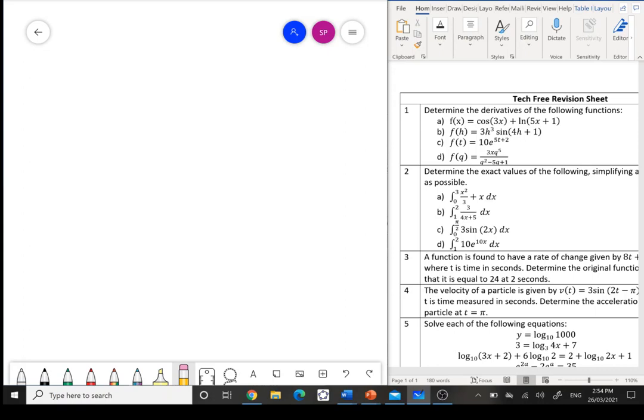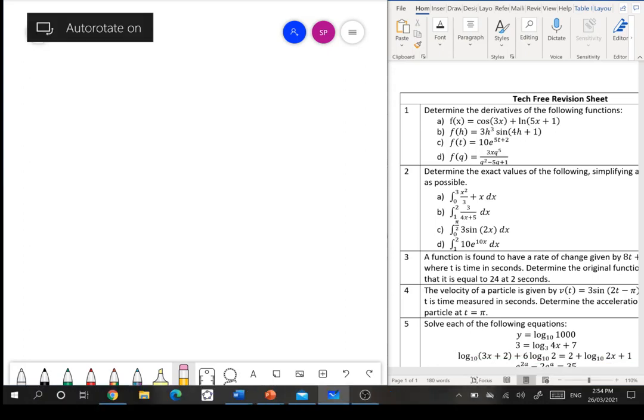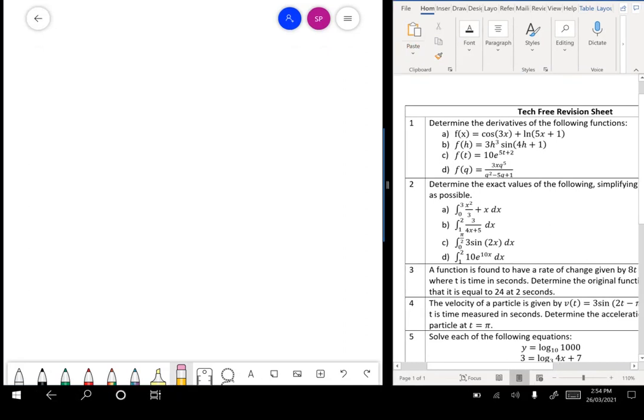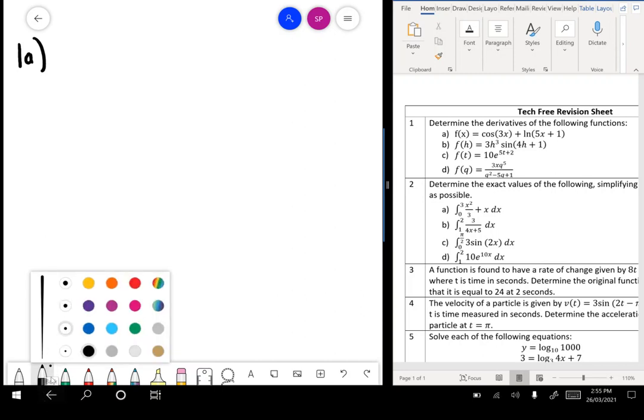I'm gonna detach the screen. Hopefully, I can keep the screen like this so I can see the questions and my whiteboard at the same time. Stay there. Excellent. Okay. Let's use black today, I think. Let's start at question 1, 1A. Might make that a little thinner.